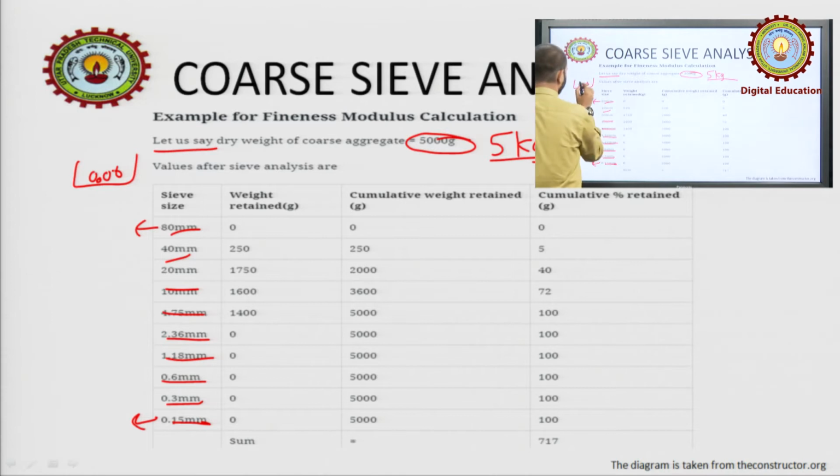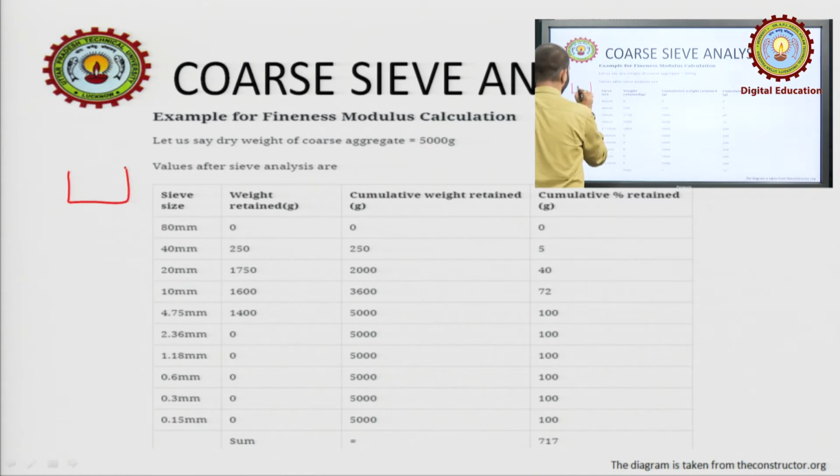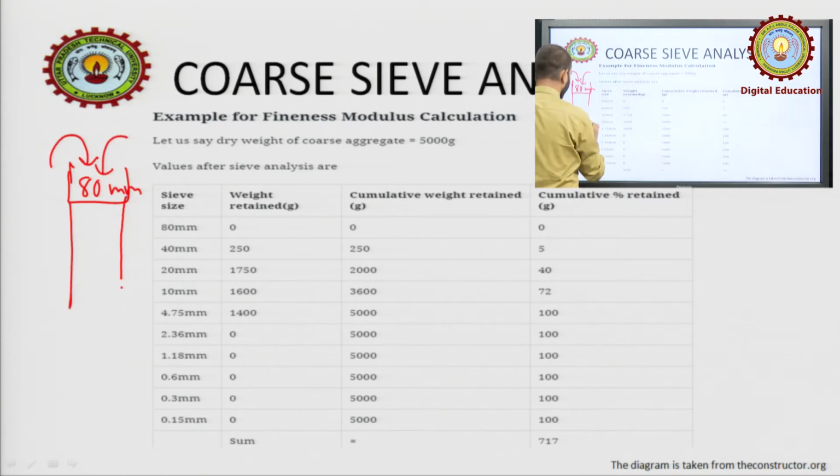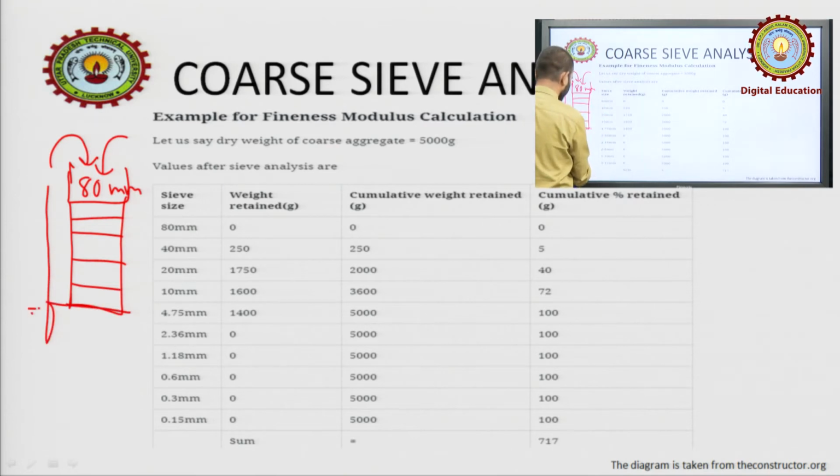All the soil will be put onto the 80 mm sieve, and there are a number of other sieves also. All these sieves are here. Now this will be shaken. Okay, a mechanical shaker is there. It will move it here and there like this, and shake it.